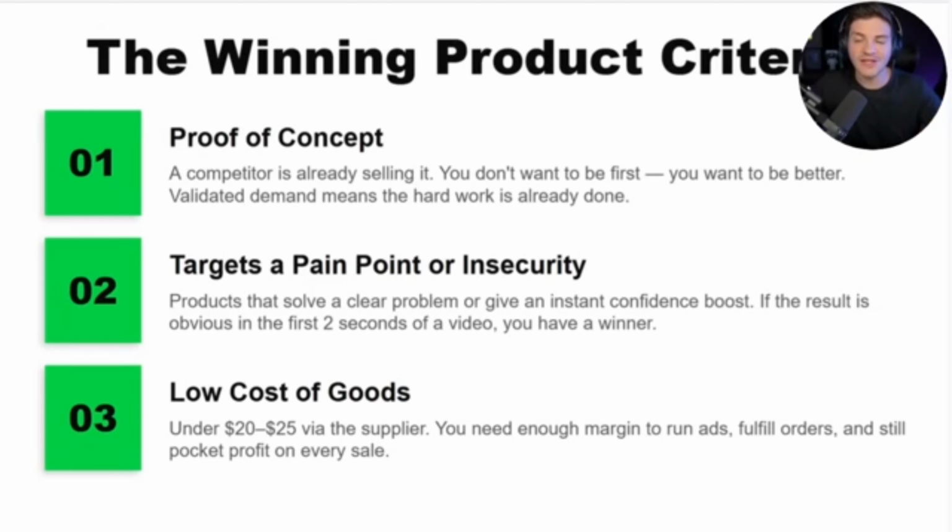Now, before we break down the 3 winners I found and how I came across them, this is the winning product criteria. It is the same exact one from last video, the same criteria I've had for like 3 years now. So at number 1, proof of concept. I just showed you the competitors running ads on Meta. They have a branded store. We know for a fact they are scaling.